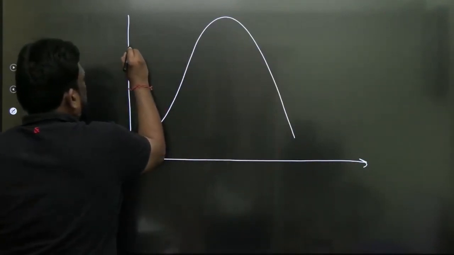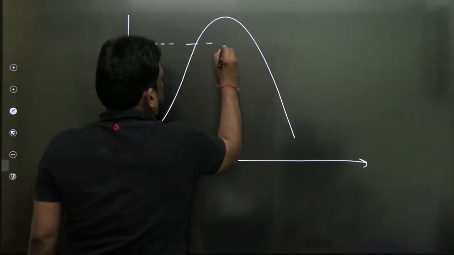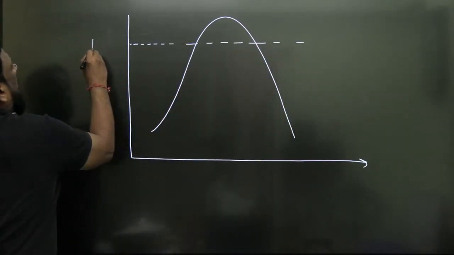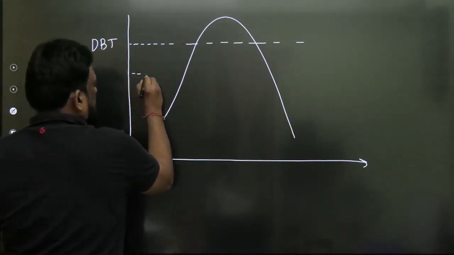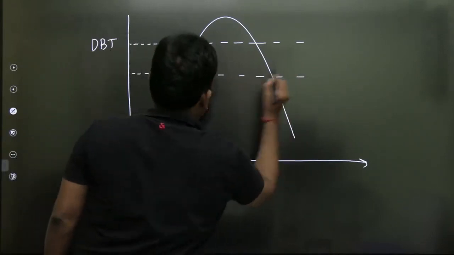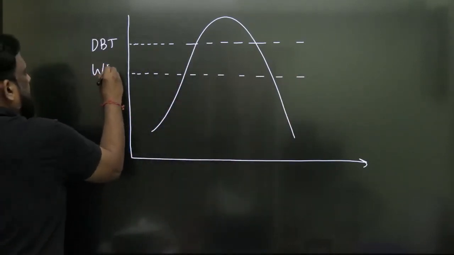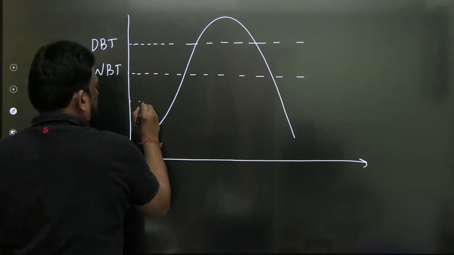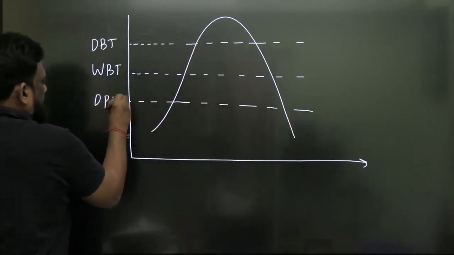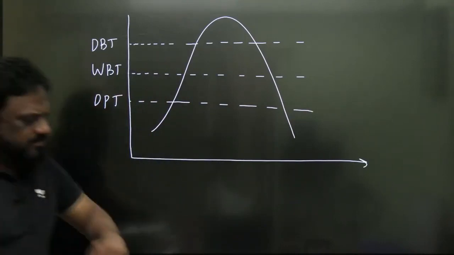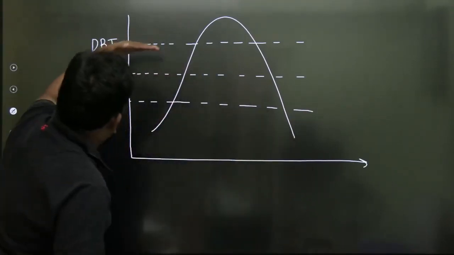Now, can I call this as constant dry bulb temperature line? क्या मैं इसको constant DBT line बोलूंगा? Yes. और इसको क्या बोलेंगे? Constant wet bulb temperature lines. और इसको क्या बोलेंगे? Constant dew point temperature lines. No problem at all. Any problem sirs? Dry bulb, wet bulb, dew point.